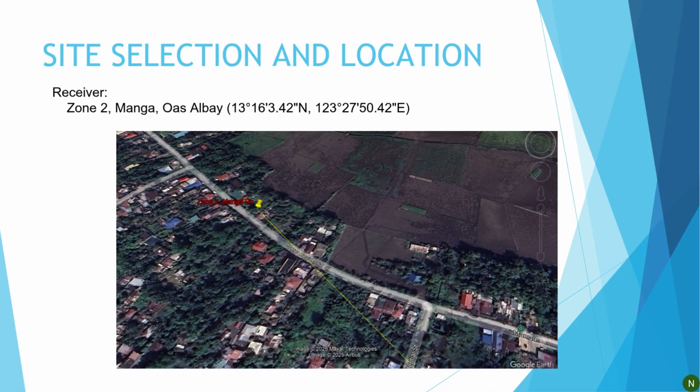The receiver site, located at Zone 2 Mangawas, Albay, serves as the endpoint of the communication link. Its geographical position complements the transmitter's elevation, forming a direct and clear line of sight path necessary for efficient signal propagation.